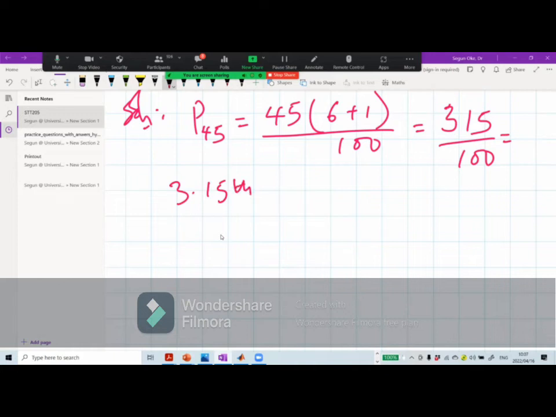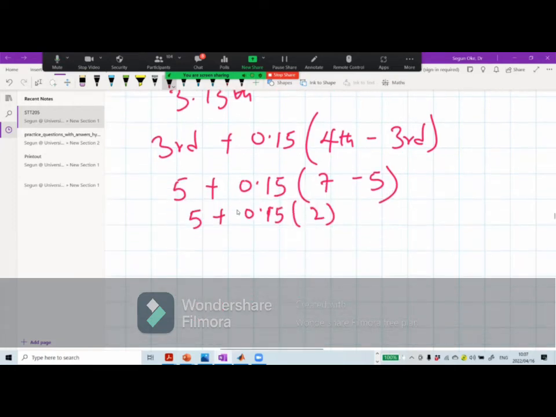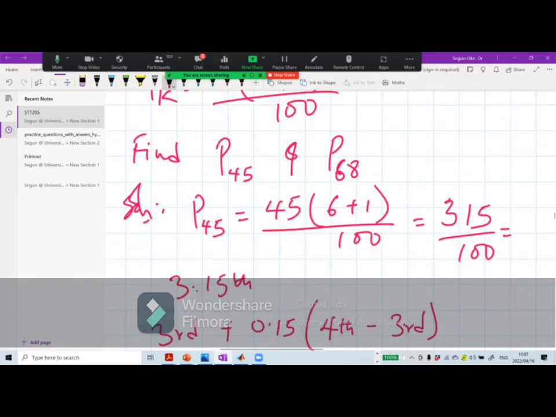3.15. So we have the third position plus 0.15 in brackets, fourth position minus the third. The answer is 5.3. Okay, no problem. Let's check. What is the third data? 5. The fourth data is 7. 7 minus 5. So you have 5 plus 0.15 multiplied by 2. What's the answer now? 5.3. So can we go ahead and solve P68?